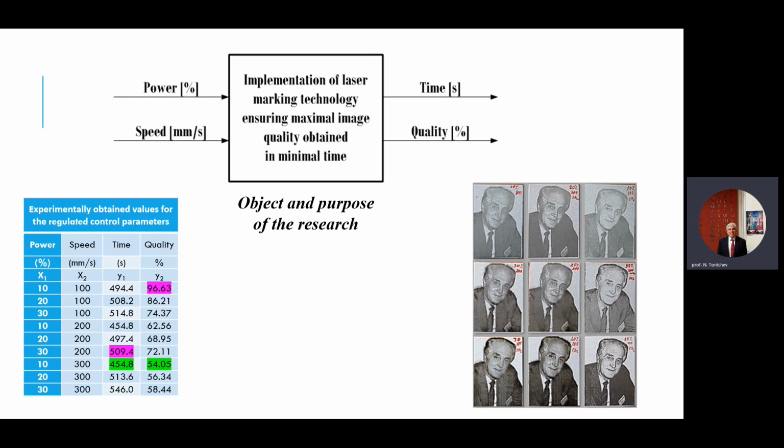With this presentation, we seek to define a technological mode as a combination of the input parameters that guarantees an acceptable image quality obtained in a relatively minimal time. This will be accomplished using different weighing factors for the criteria and with different optimization strategies.